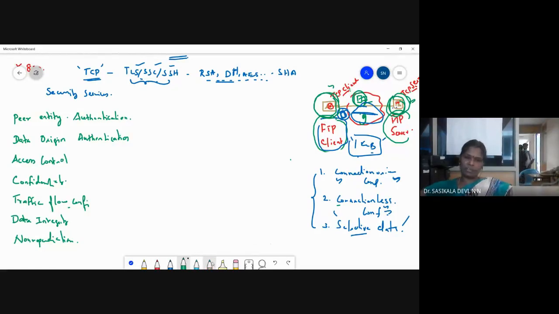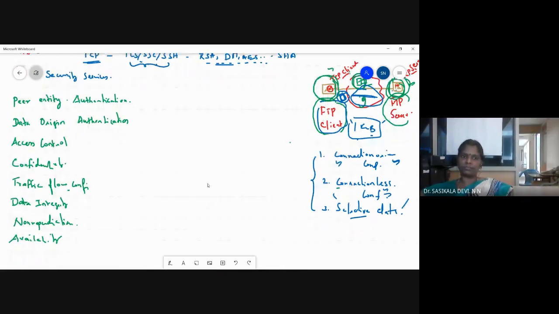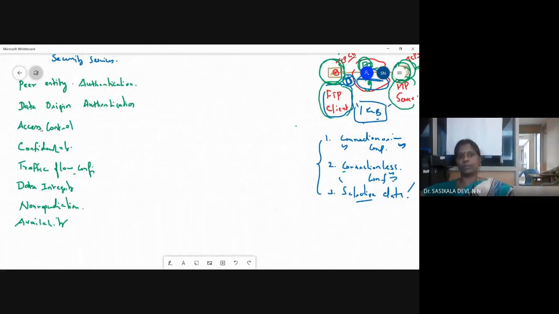Finally, we have one more service specified in the X.800 specification, which is availability. The server, the service, or the data should be available to the authenticated user at any point of time. We have to make it available to the authenticated user. That type of service comes under availability. So these are the different types of services specified by ISO in the X.800 specification.